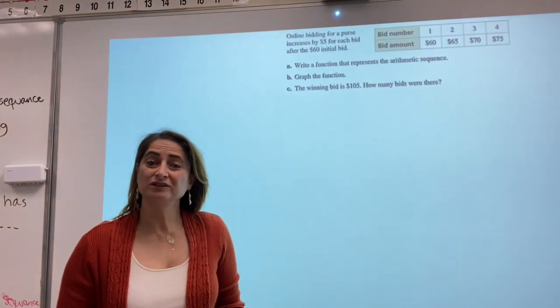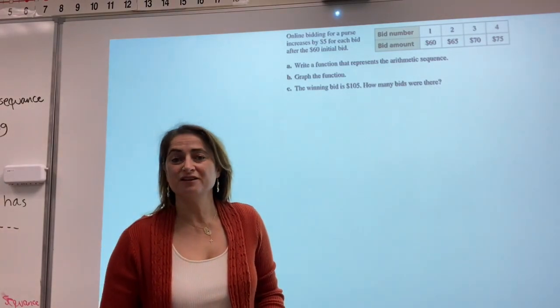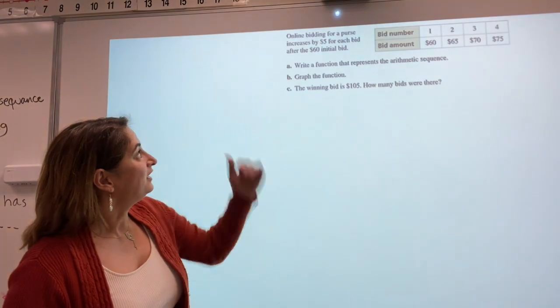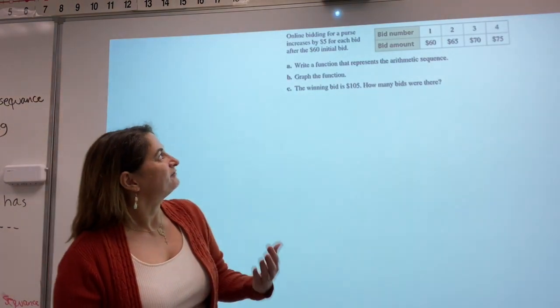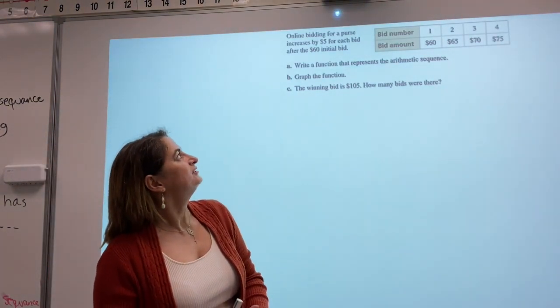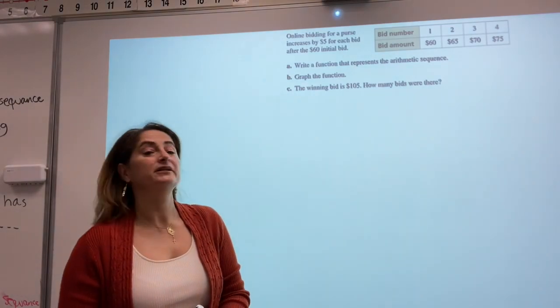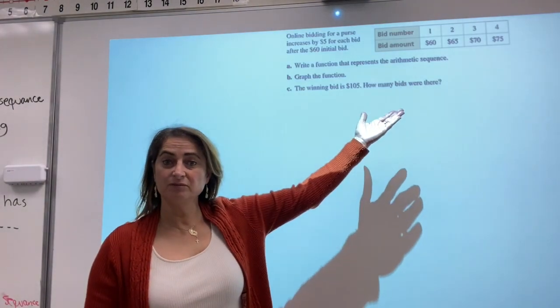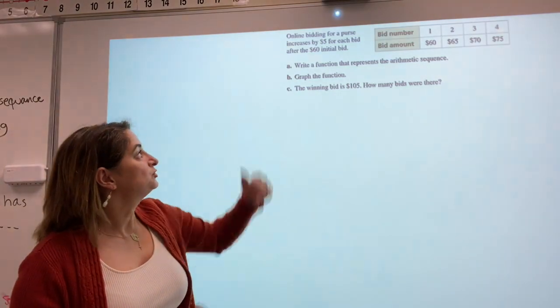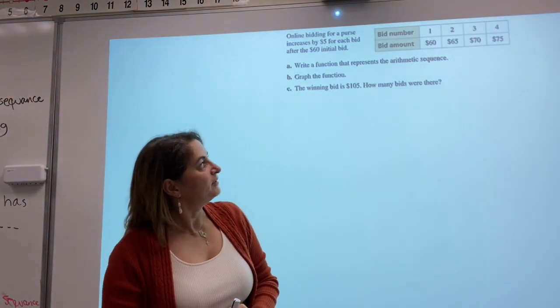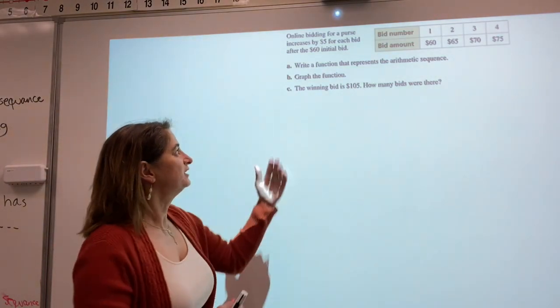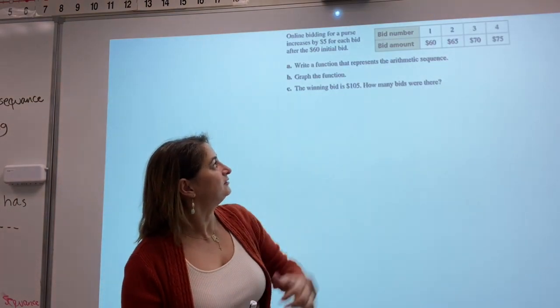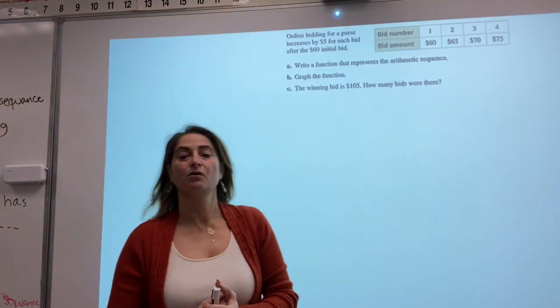Now here's a real-world application of the arithmetic sequence. Online bidding for a purse increases by $5 for each bid after the $60 initial bid. There's a table that shows the sequence. They want you to write a function that represents the arithmetic sequence, graph the function, then if the winning bid is $105, how many bids were there?